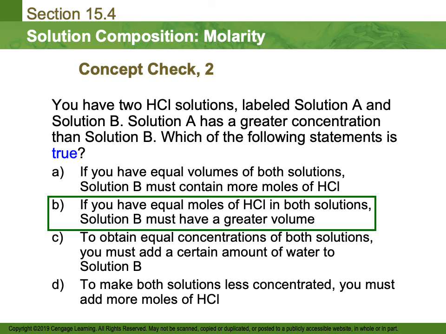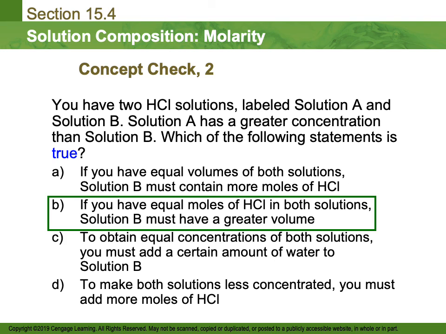If solution A and solution B, you have a sample of each, and they have an equal number of moles, but solution A is twice as concentrated. In order to have the same number of moles in solution B, you would need to have a larger volume, because remember, it's spread out in a bigger volume. So B looks like it could be the right answer.